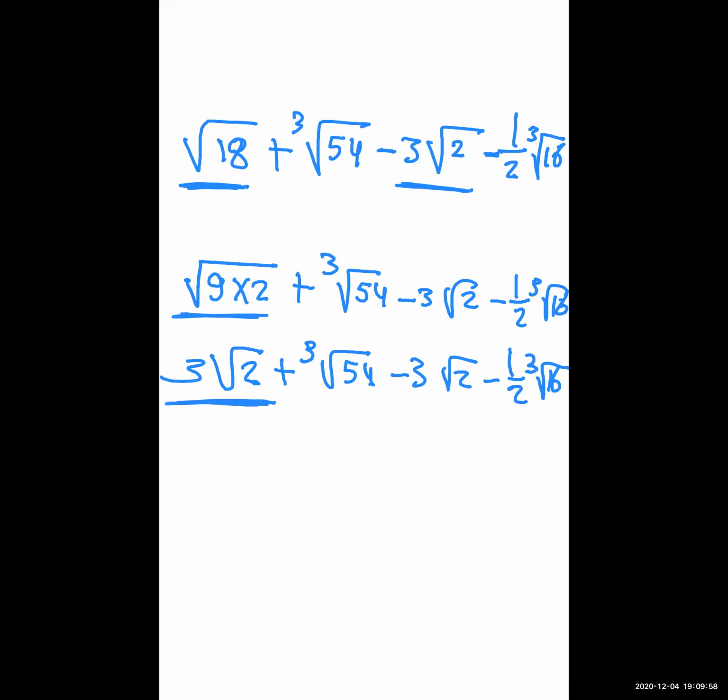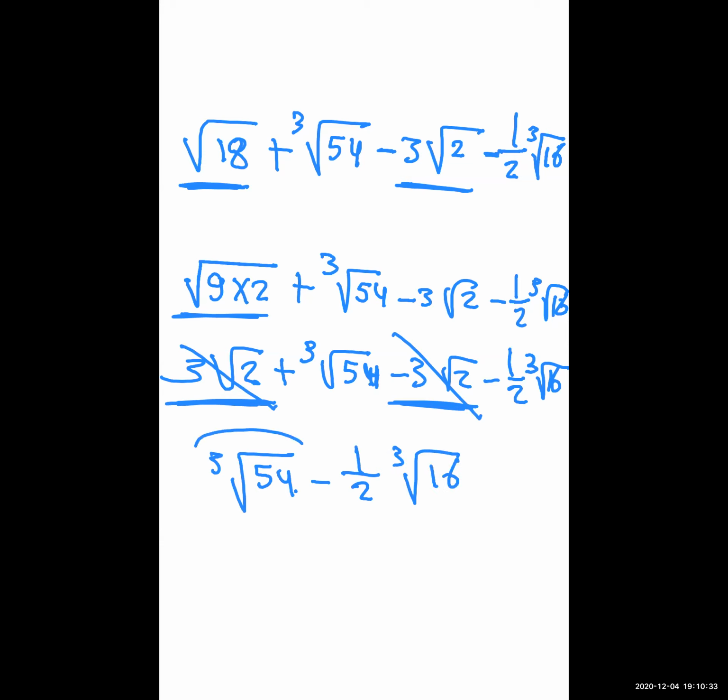Now this one is positive and this one is negative. Why don't you make the 54 as 27 times 2? I will, but I want to solve it step by step. In the solution we have to solve them all at the same time, but I'm showing you this one first and then this one. So this one is positive and this one is negative, so the remaining will equal cubic root of 54 minus 1 over 2 cubic root of 16.